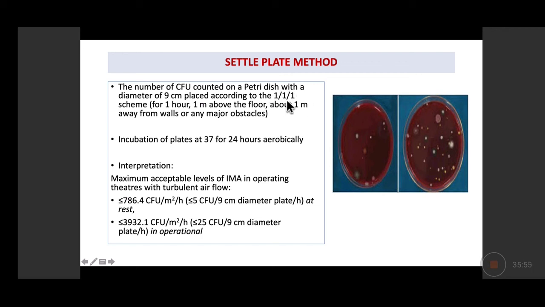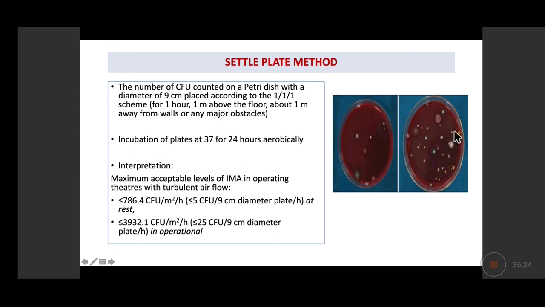It is also known as the 1-1-1 scheme, which means 1 hour duration, 1 meter above the floor, and 1 meter away from the wall. So in this, we are taking standard media such as blood agar and keeping it in the OT for the duration of 1 hour, 1 meter above the floor and 1 meter away from the wall, and we are incubating it at 37 degrees for 24 hours aerobically, and then we see the growth.